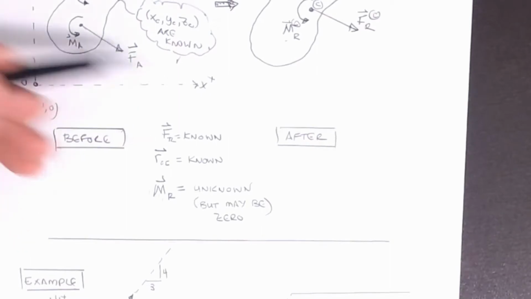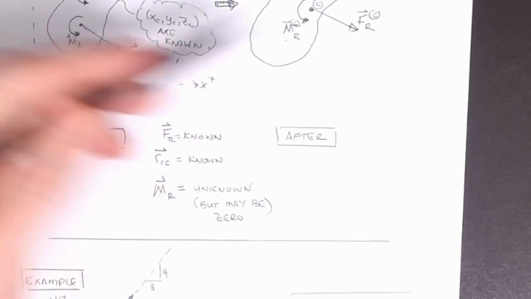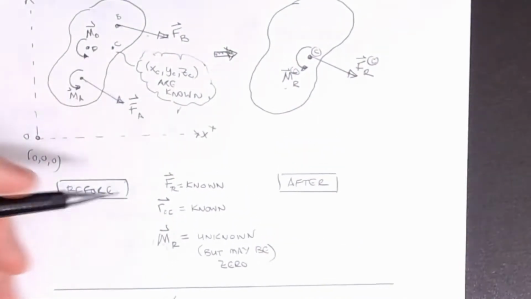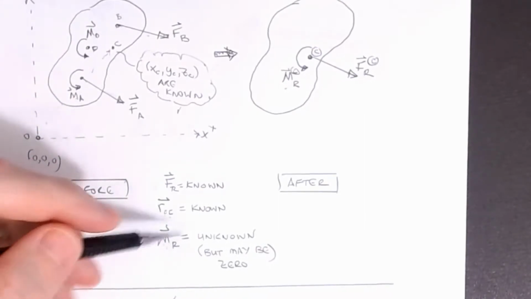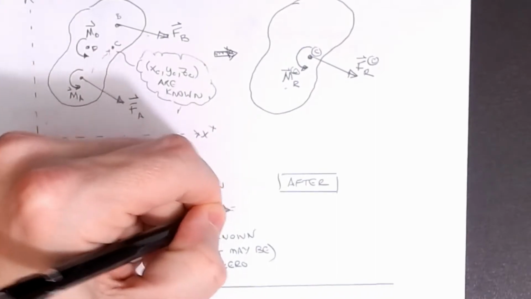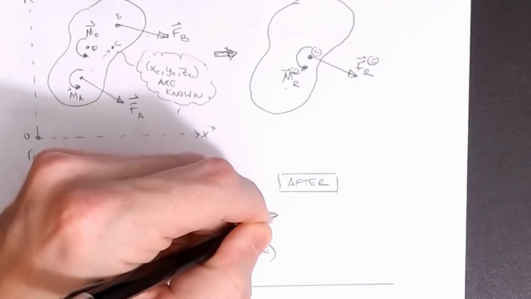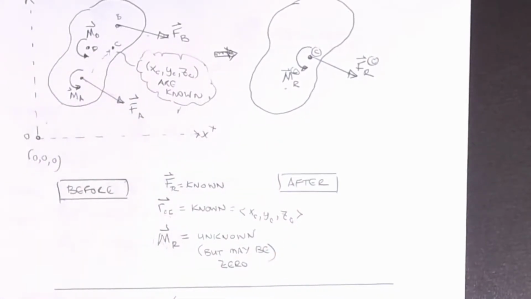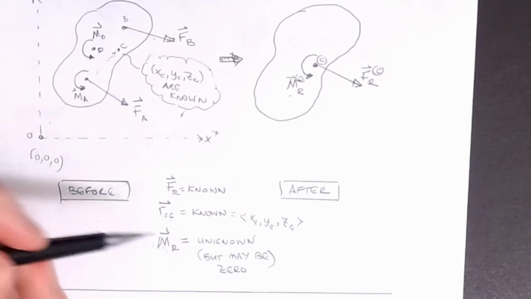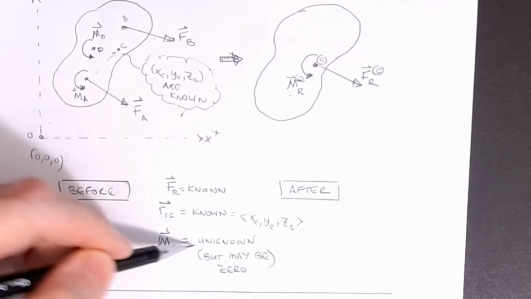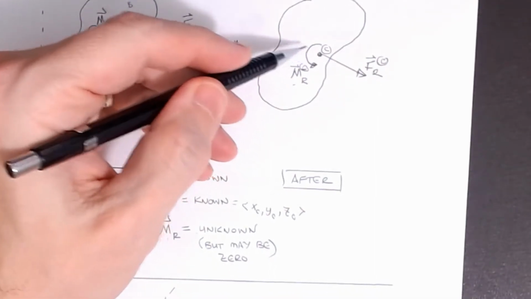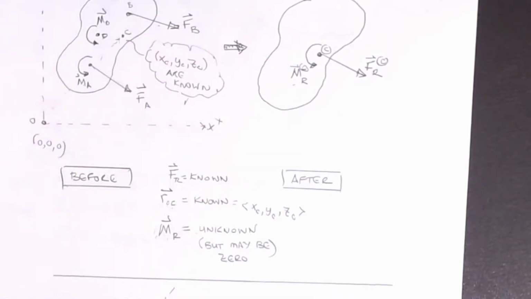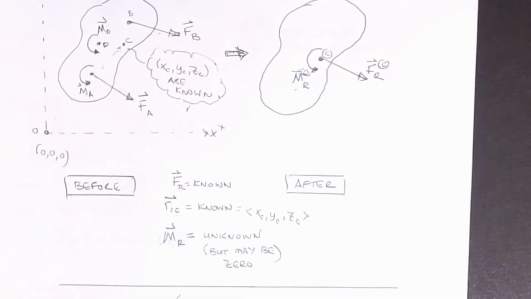To compare, for both cases, FR is known. I can find FR by looking at what I did on the before system. The vector R from O to C, the vector pointing at that point, is a known value, meaning it has the value xc, yc, and zc in vector notation. Finally, the moment this time is unknown. It may be 0, but we don't know for sure. We'll have to do the calculations to prove it. Whereas before, the moment on that picture was drawn with a dotted arrow, meaning it was always a 0 value at that point. That was the definition of the single force resultant.